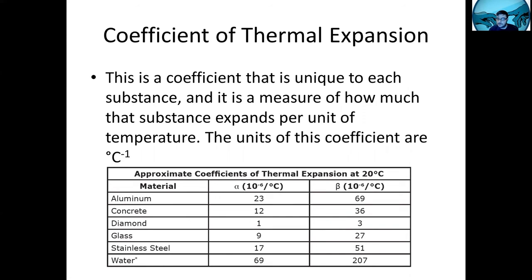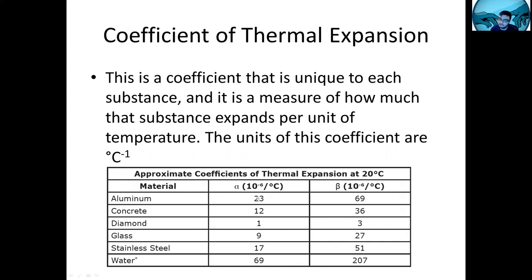Okay, last thing for thermodynamics, I think, is coefficient of thermal expansion. This is a coefficient that is unique to each substance, and it is a measure of how much that substance expands per unit of temperature. The units of this coefficient are per degree Celsius, right? So this Celsius to the -1 is actually just 1 over Celsius, okay?